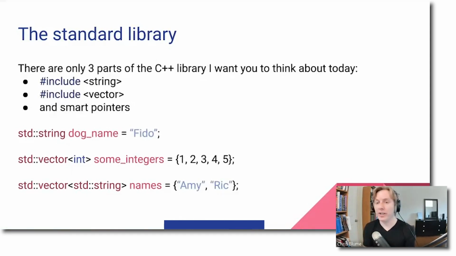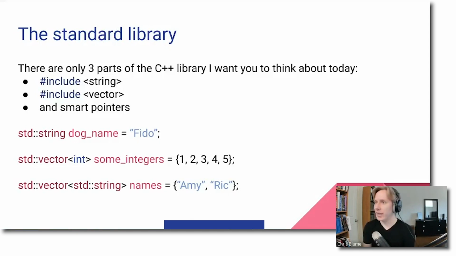From the standard library, there's three parts I want to point out. They're going to be the most useful. That's a string, a vector, and smart pointers. To include string, you just use angle brackets again, and the file name is string. Same with vector. And then you would use std::string. That is the standard namespace, so it's standard string. And then, of course, dog name equals Fido.